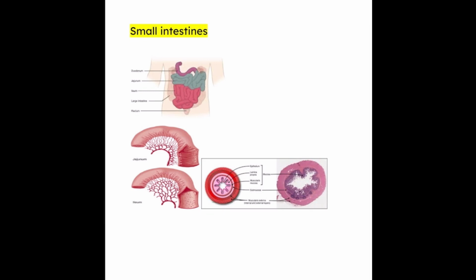I will go over anatomy, histology, physiology, and pathophysiology. Here we've got the small intestine. It's almost 6 meters long. Here is the duodenum, the jejunum, and the ileum.